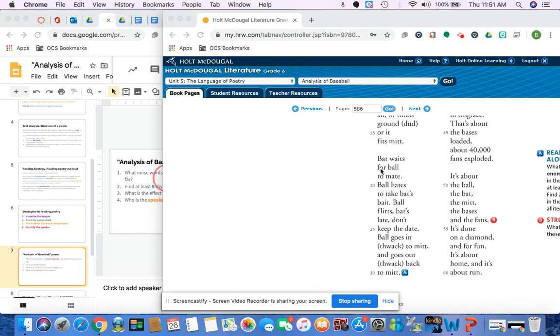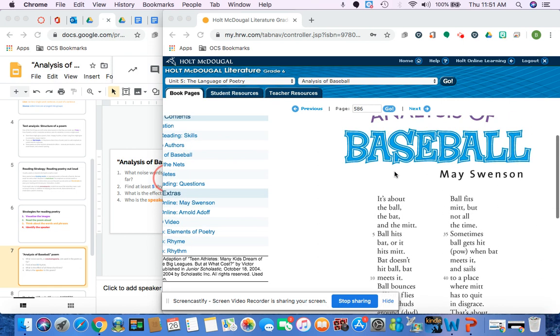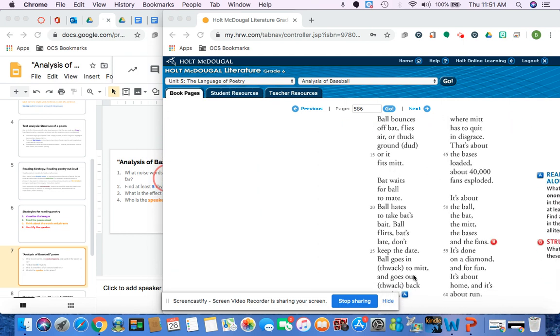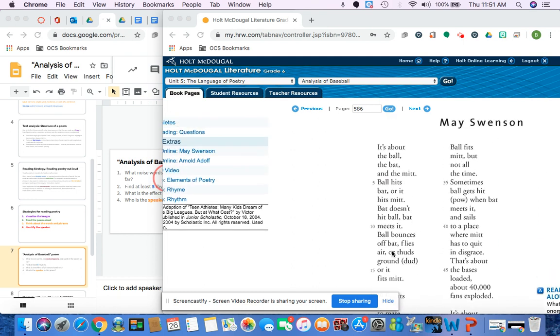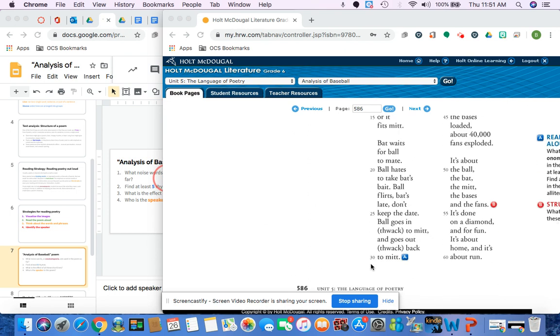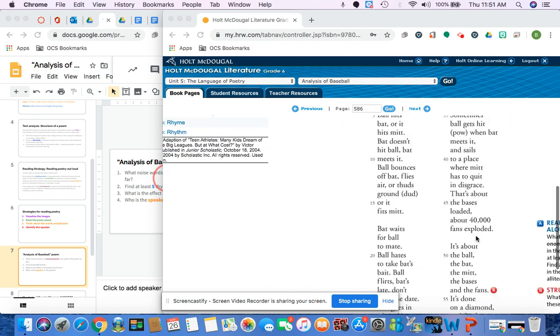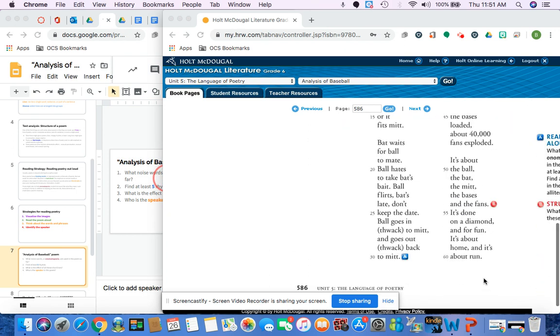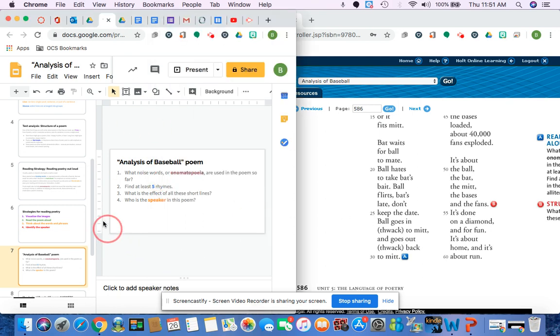So that is the analysis of baseball. As you can see, it's 2 columns of lines. So you have to remember when you're thinking about structure, what does the poem actually look like? If I look at it, I see this is going to be the first stanza, and then there's a break, second stanza, third stanza, break, and then last stanza. So there are actually 4 stanzas in this one. I'm going to try my best to get the questions up at the same time. I don't know if that will work.